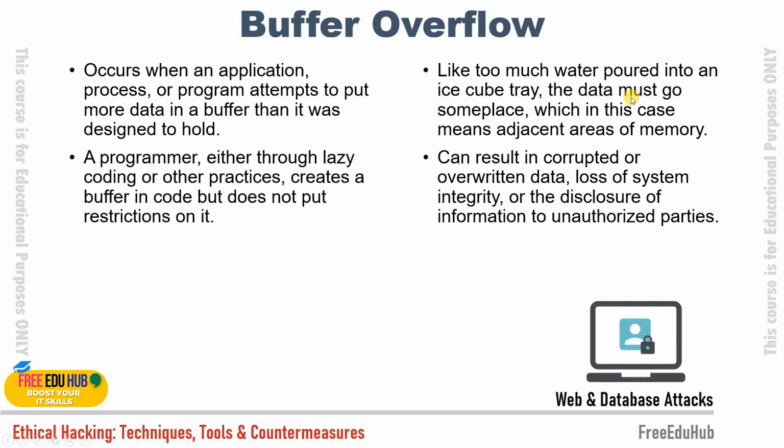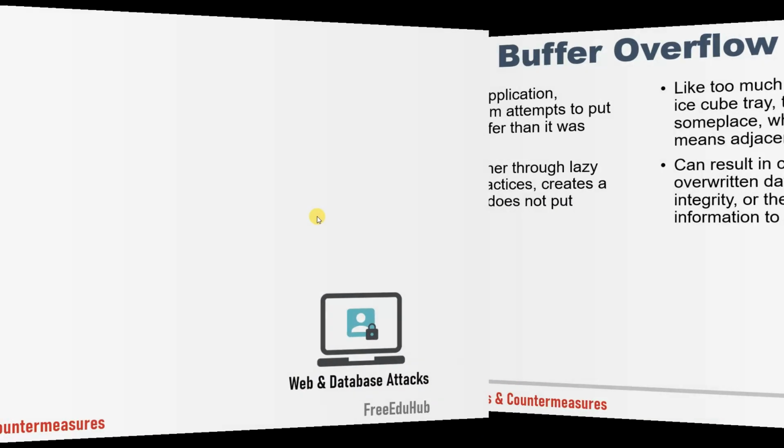The data must go someplace, which in this case means the adjacent area of memory. It can also result in corrupted or overwritten data, loss of system integrity, and disclosure of information to unauthorized parties. After that, we have the denial of service attack.